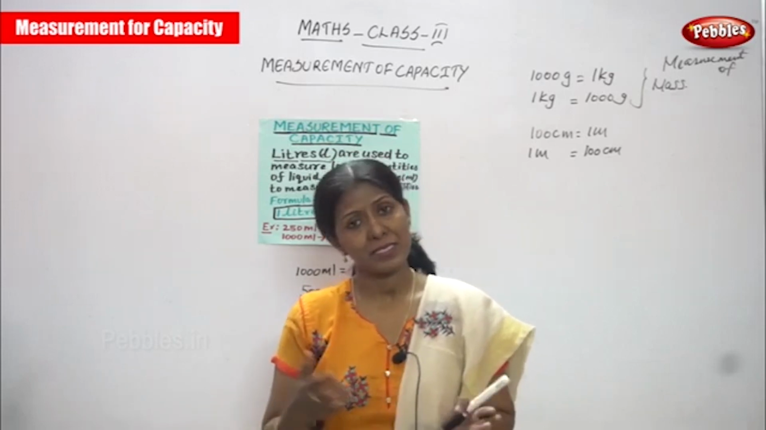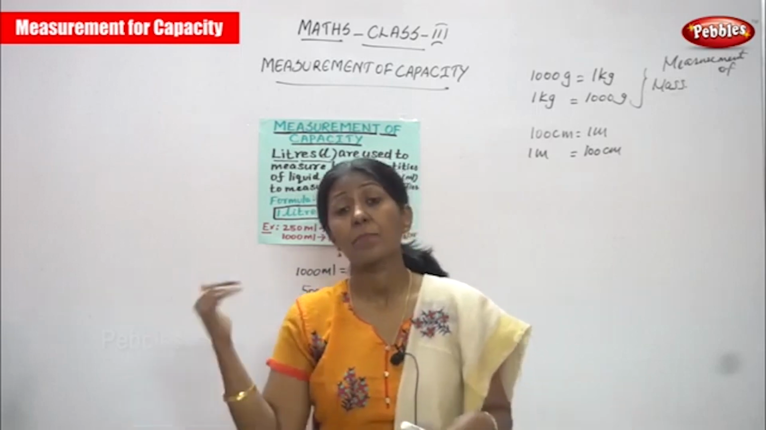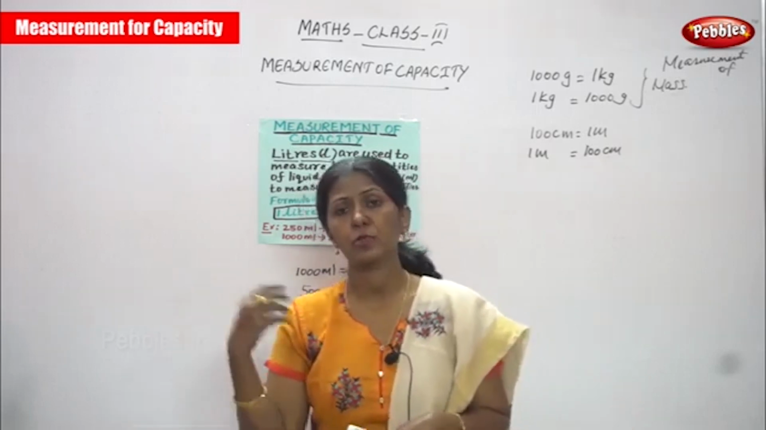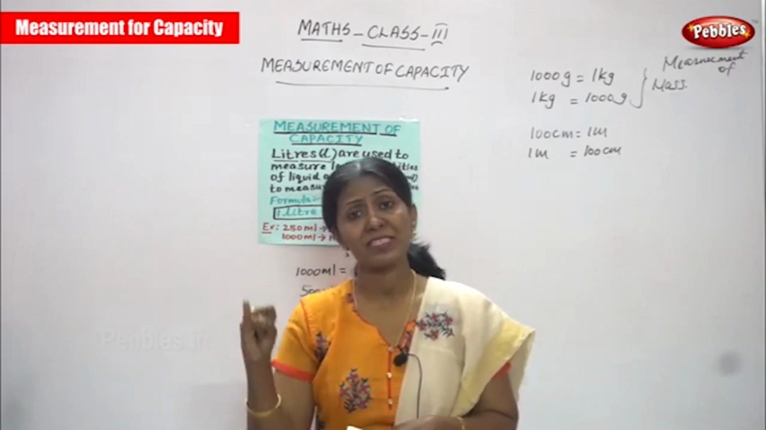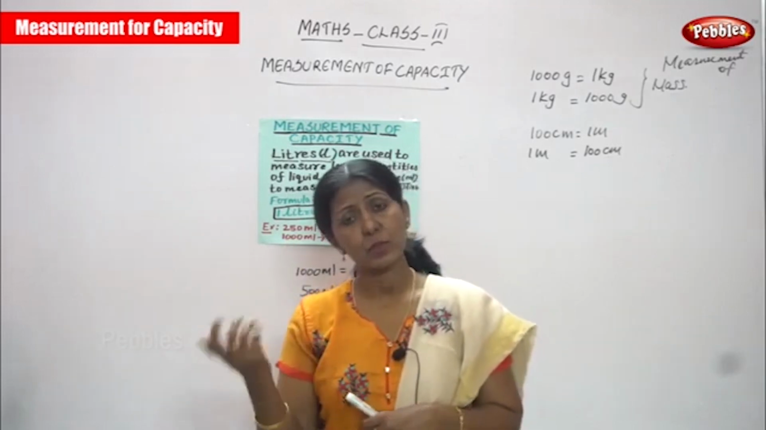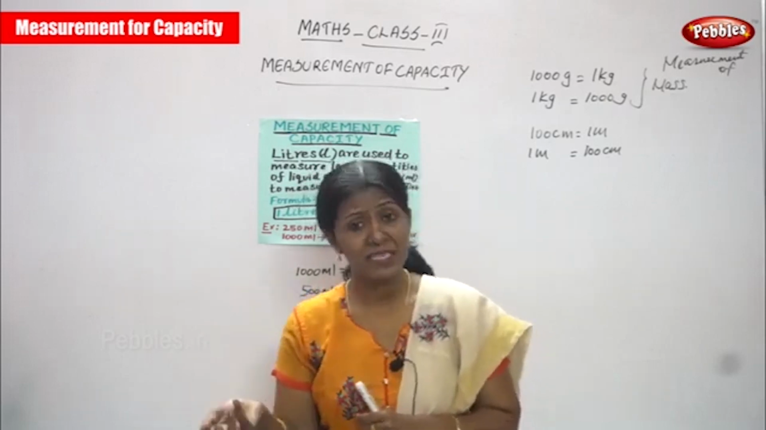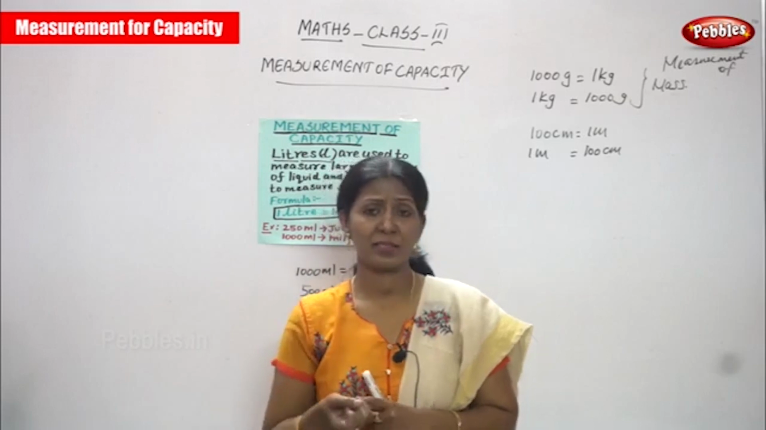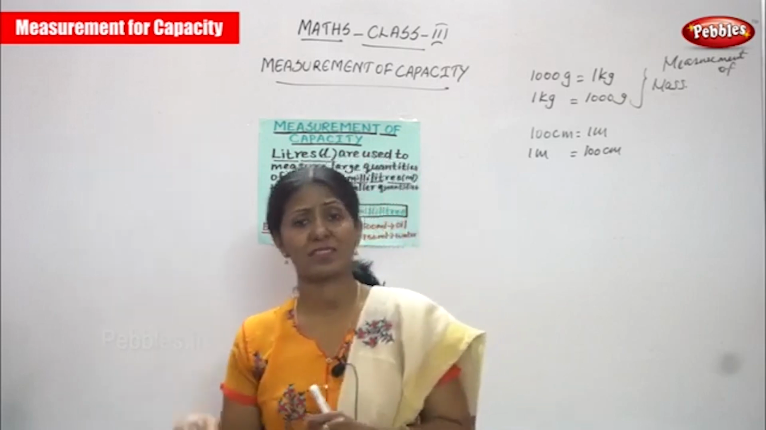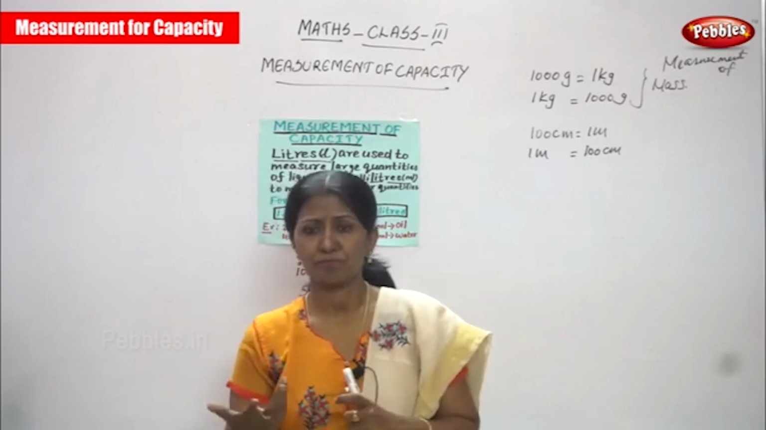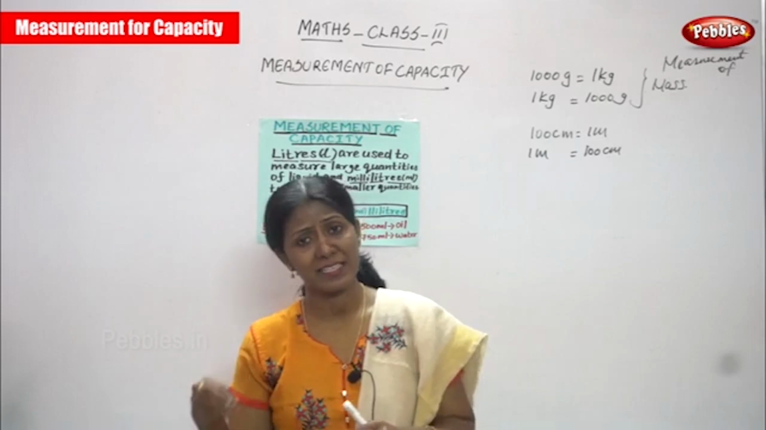Okay, and a distance from one place to another place is a very large distance, and we measure it in kilometer. So very small lengths we measure in centimeter, and middle length, otherwise greater length, in meter. If you want to measure crayons, a spoon, a pencil, a scale, everything comes under centimeter.